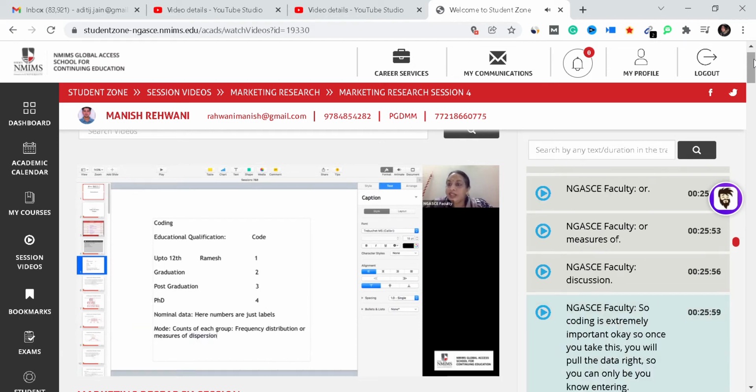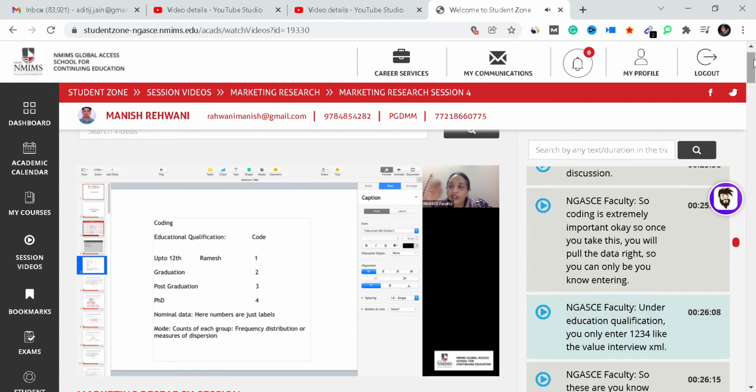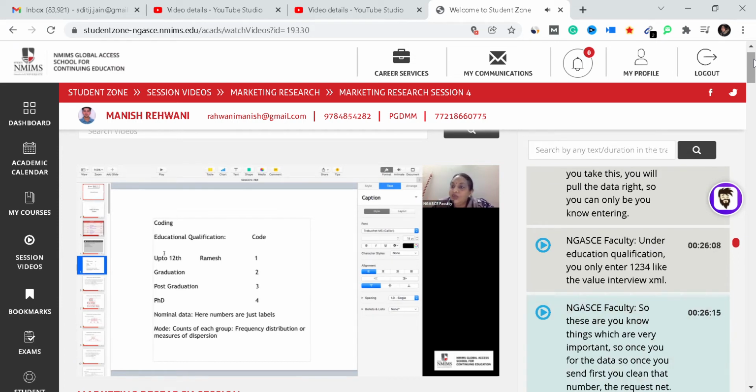So coding is extremely important. Once you do this, you will code the data, right? Under educational qualification, you can only enter 1, 2, 3, 4, the way you enter in Excel also. So these are things which are very important.